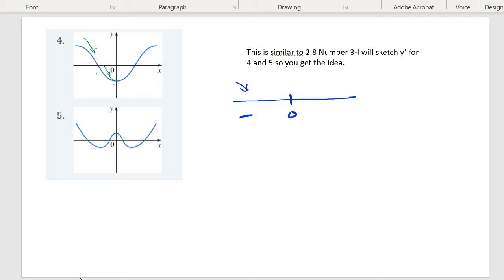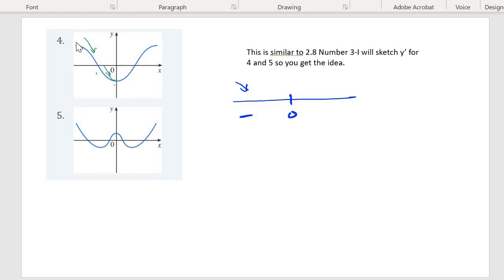This problem is similar to 2.8, number 3. The idea is that you have an original given curve and you're trying to find what the derivative might look like. So I'm going to sketch out number 4, which I started sketching here.